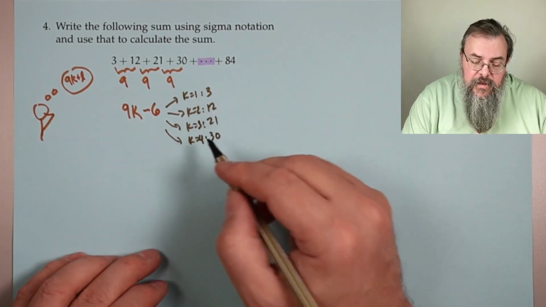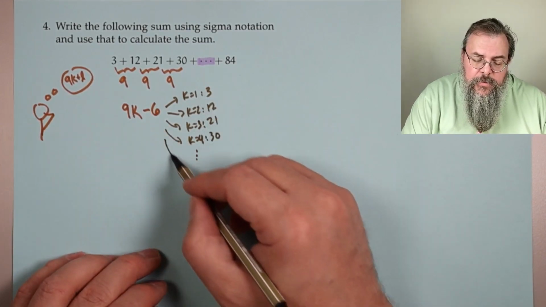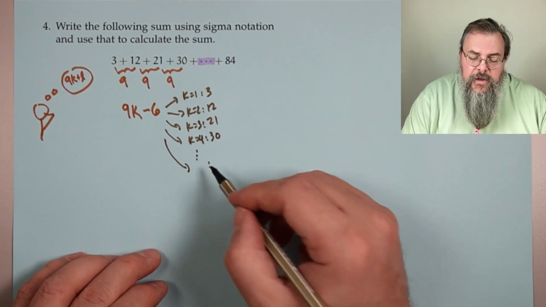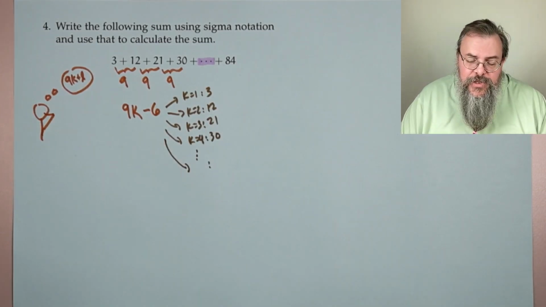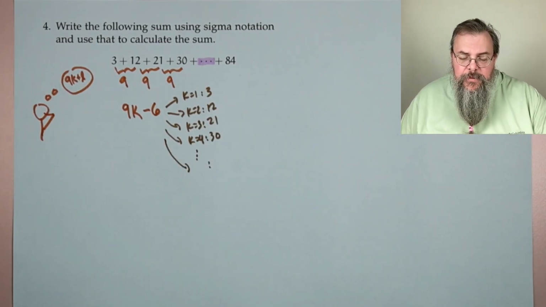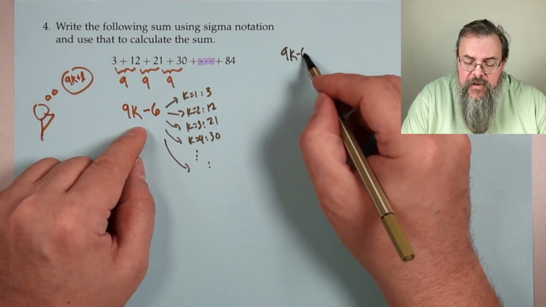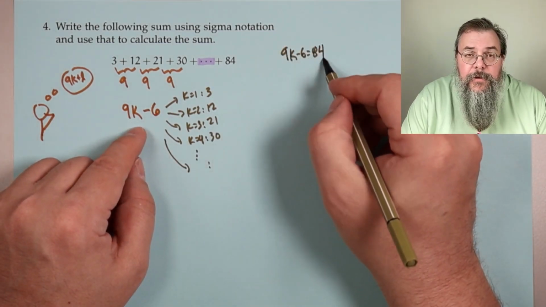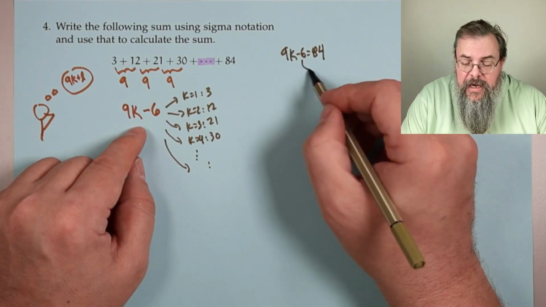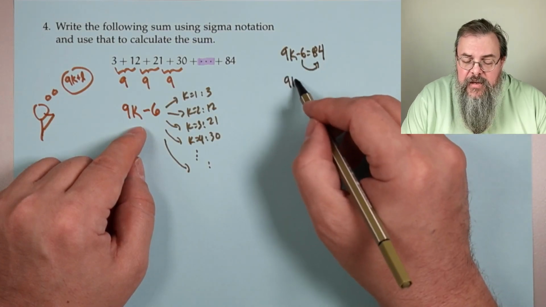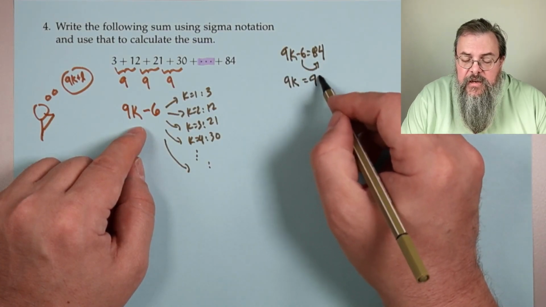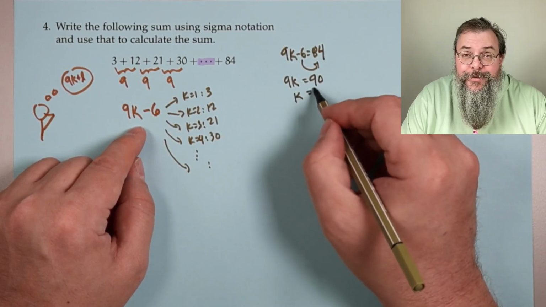So this is good. Now, where do we stop? Well, that's actually kind of a useful question to know. So what's going on? Well, we have 9 times k minus 6, and we want it to be 84. So we can add the 6. It says 9 times k equals 90, or k equals 10.